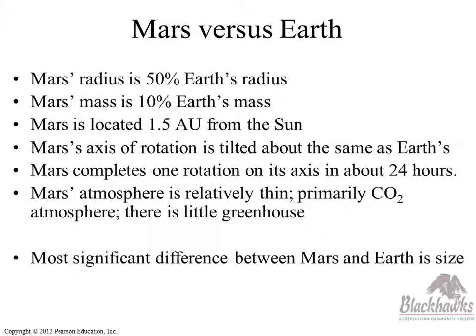Its axis of rotation is tilted similar to the Earth, though, and so actually Mars has seasons. We can see it's got ice caps, but the ice caps on Mars are not water, they're actually dry ice, carbon dioxide. Since Mars is so small, it really doesn't have much of an atmosphere. So it's pretty cold on Mars.